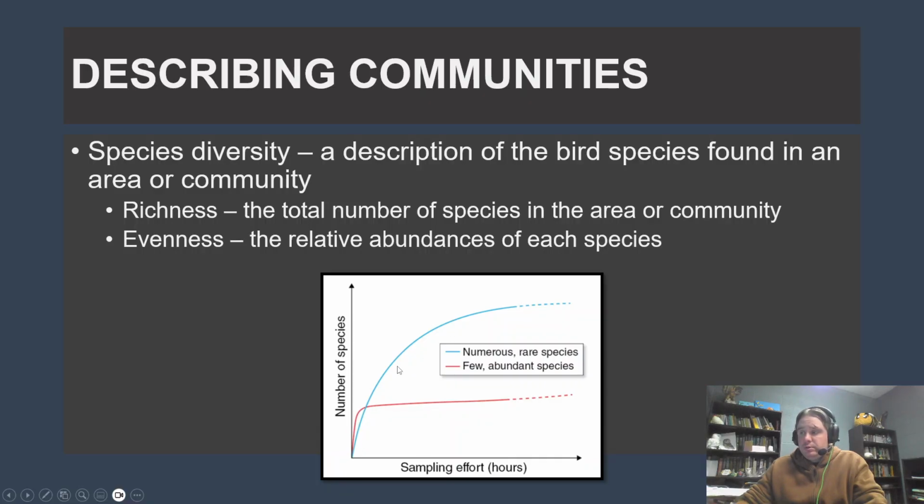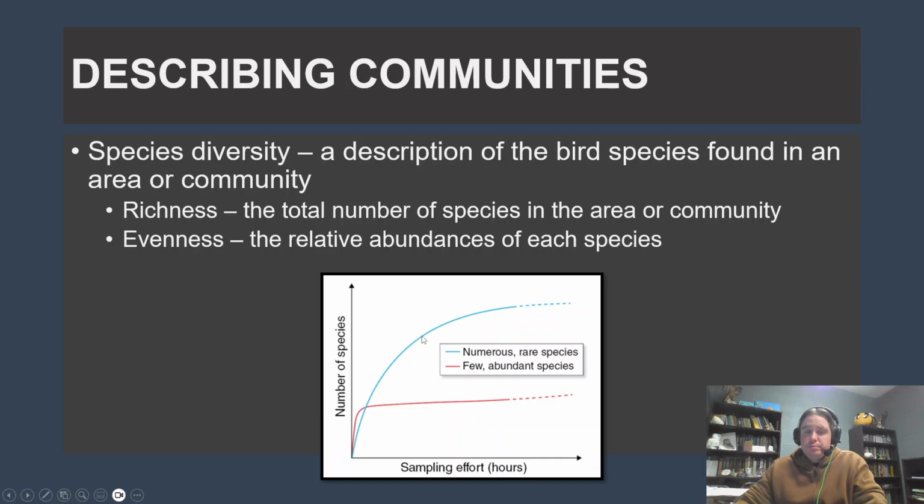Whereas the blue line goes up a little more gradually, but it keeps going and going and going, and it takes a long time to reach an asymptote because there are many rare species in this assemblage that require a lot of time to detect.